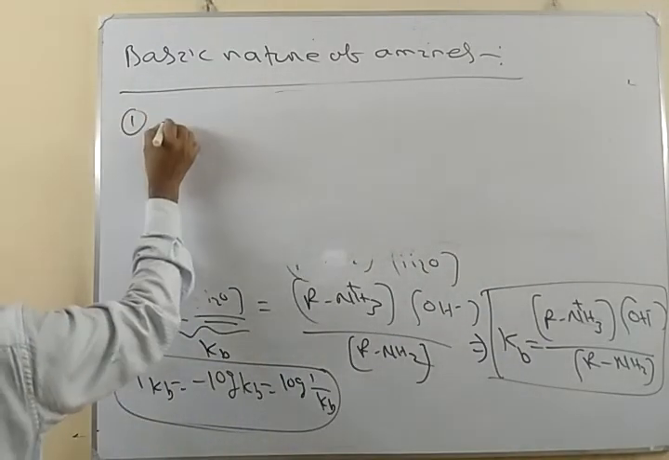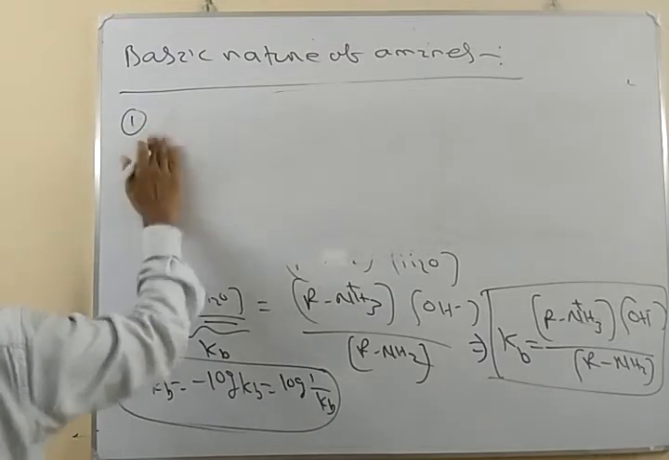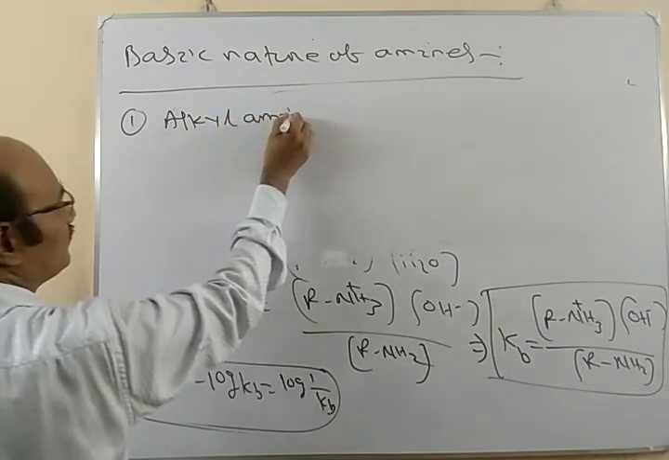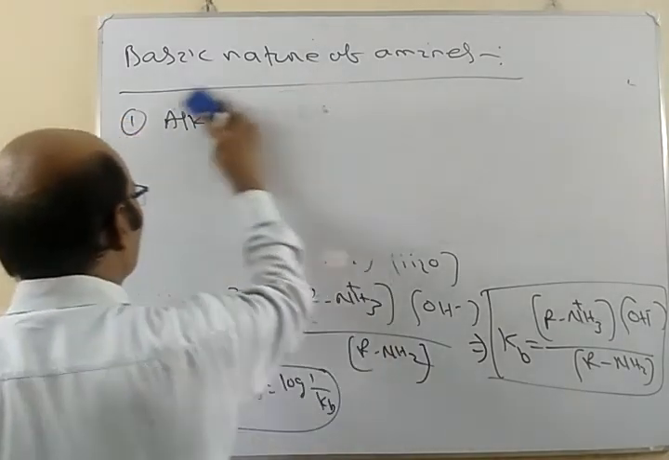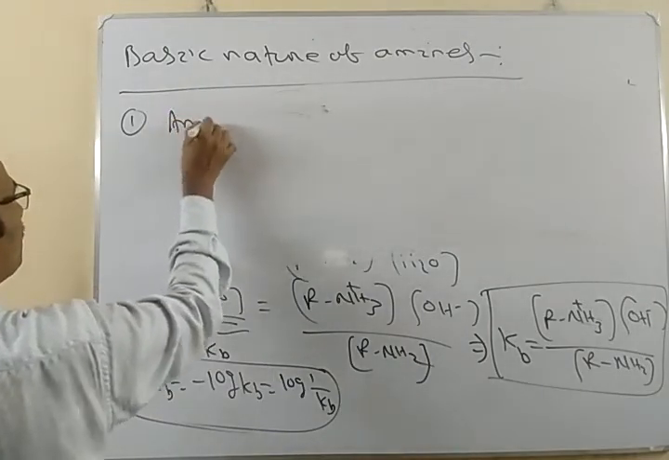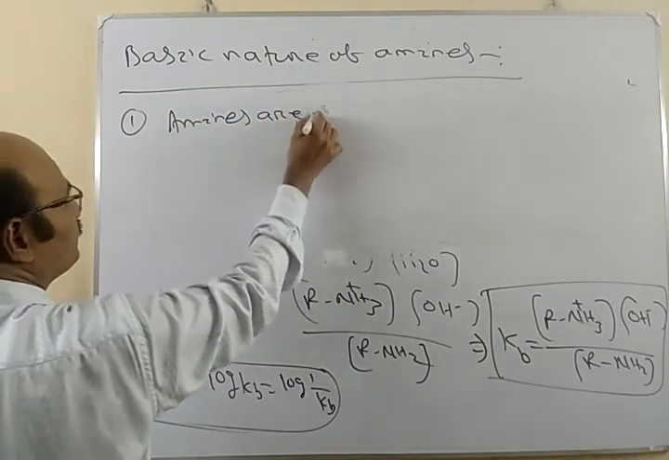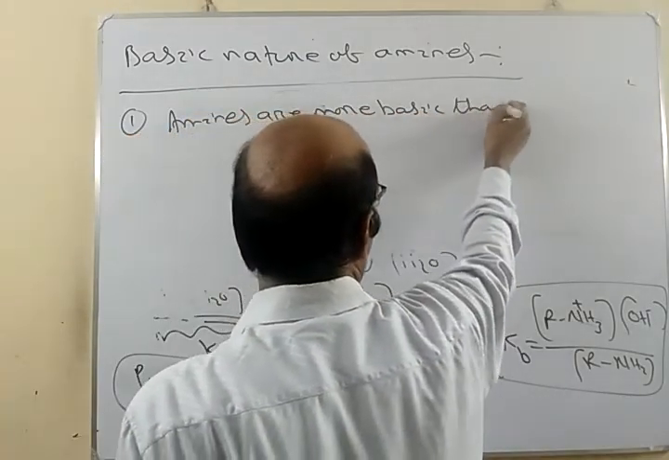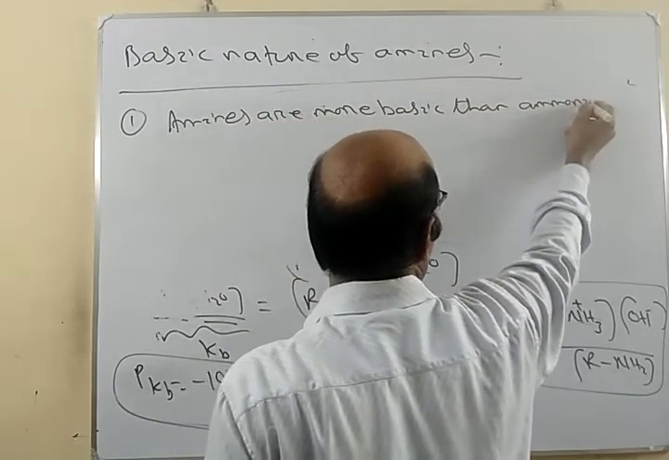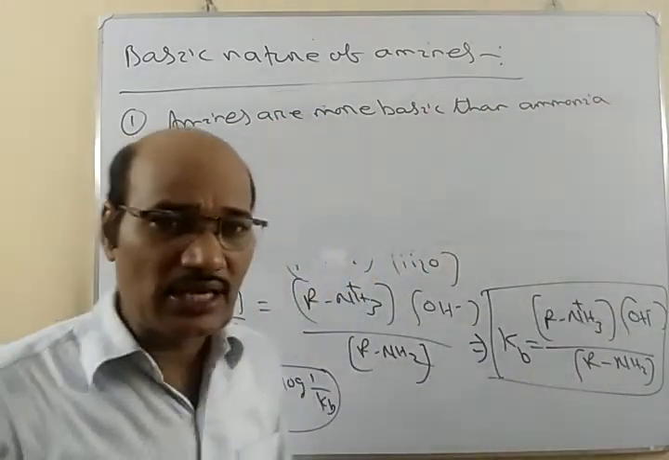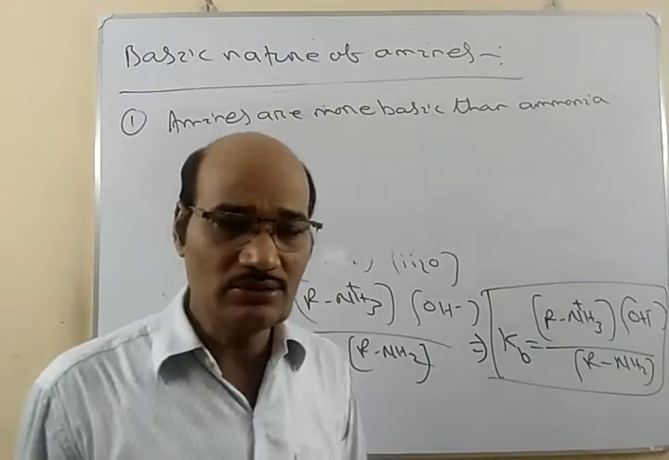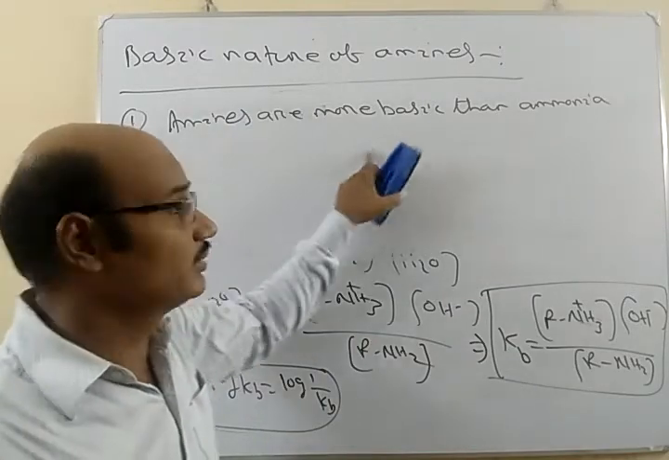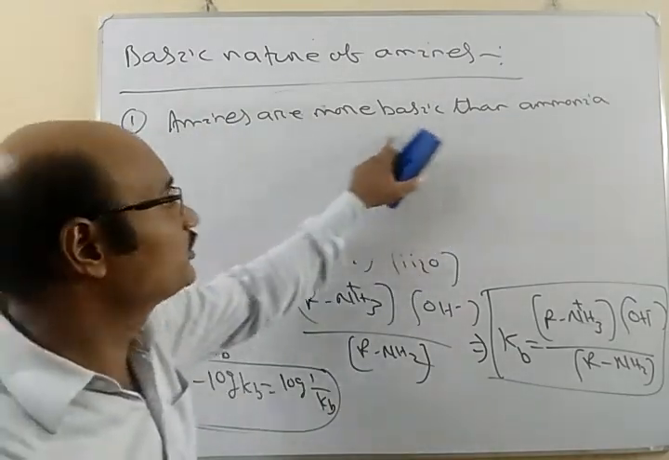Number one, alkyl amines, or simply we can write amines, are more basic than ammonia. If you compare the Kb values of ammonia and amines, then the amines' Kb value will be more than ammonia. That means the amines are more basic than ammonia.